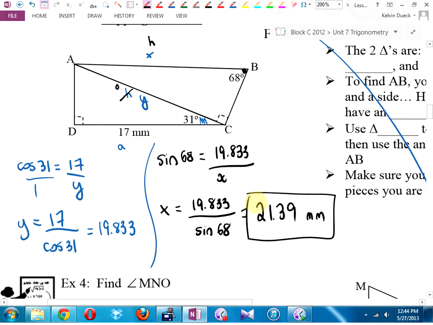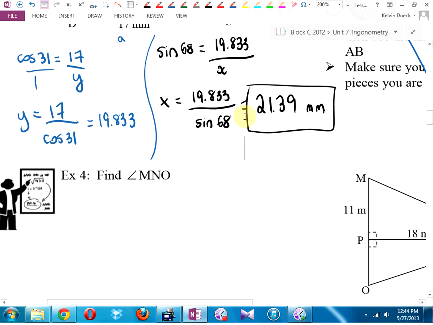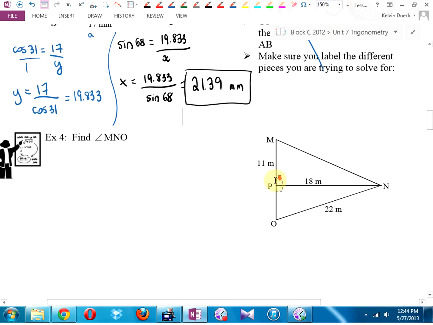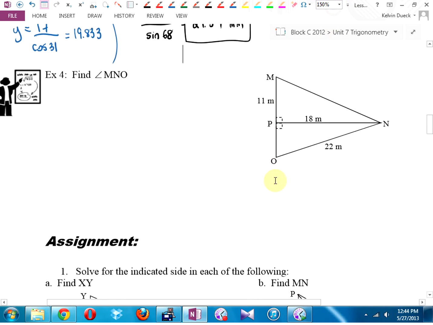So we have three types of questions: addition, subtraction, stepping stone hopscotch. Example 4 says find angle MNO.